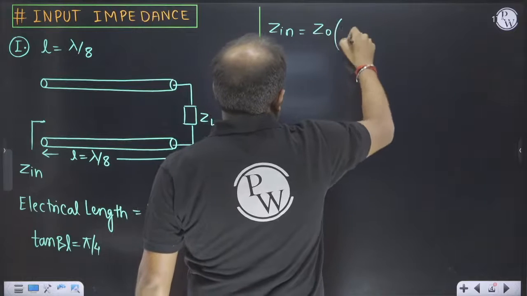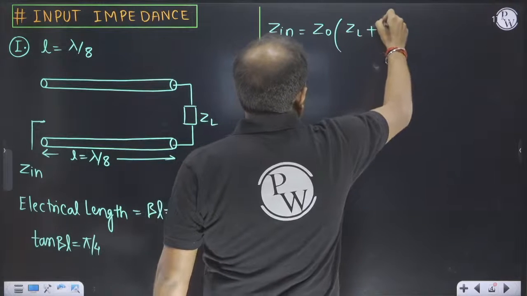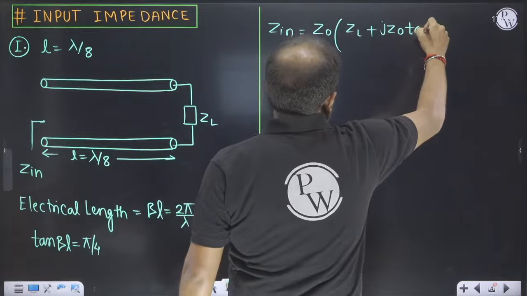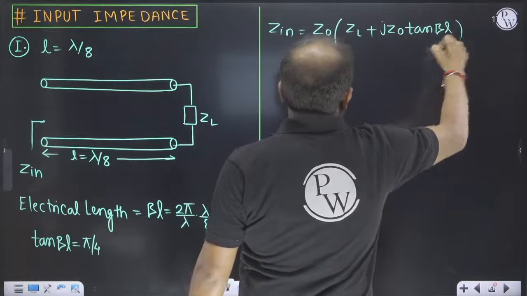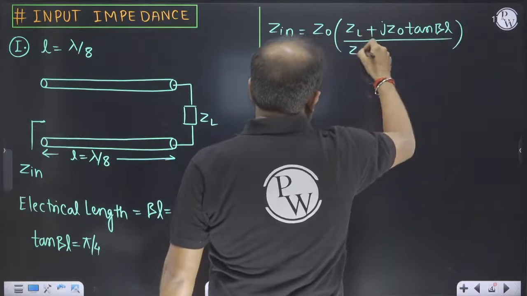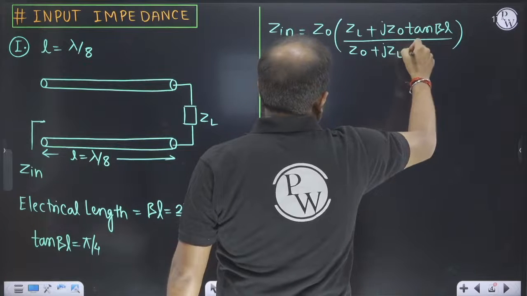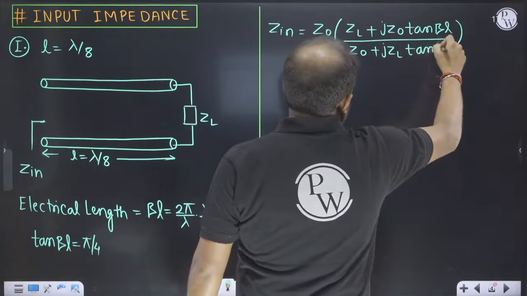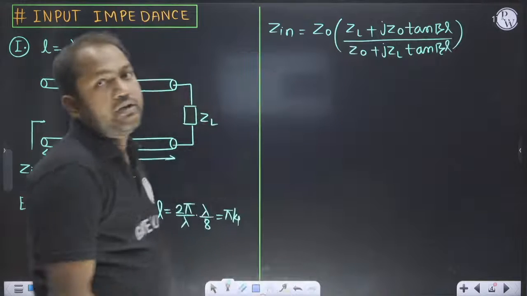For a lossless transmission line with characteristic impedance Z0, the input impedance formula is Zin = Z0 (ZL + jZ0 tan beta L) / (Z0 + jZL tan beta L). If it is not lossless, then it will be hyperbolic.